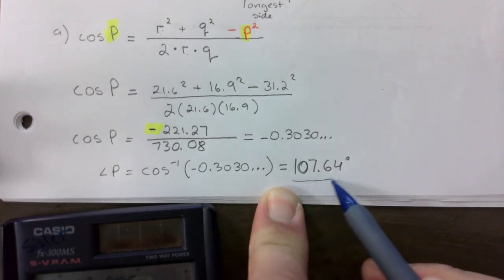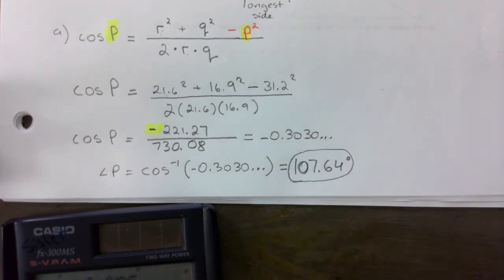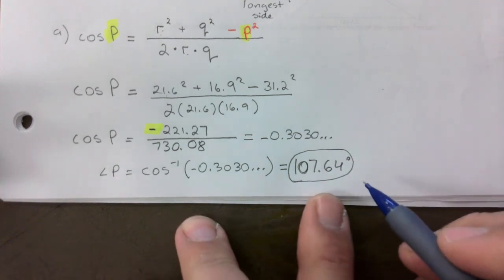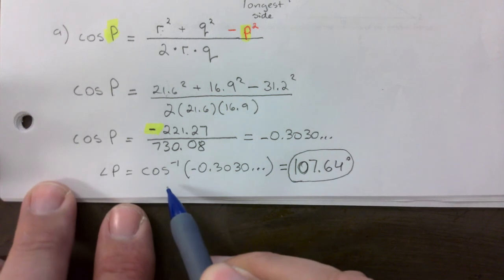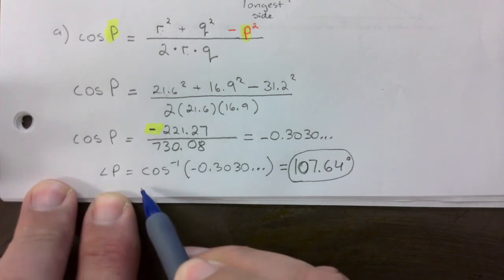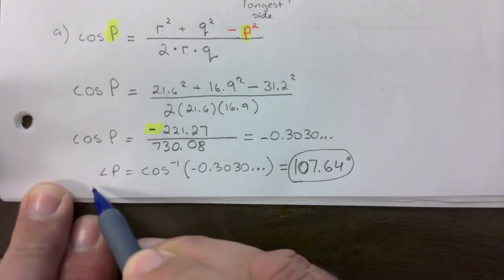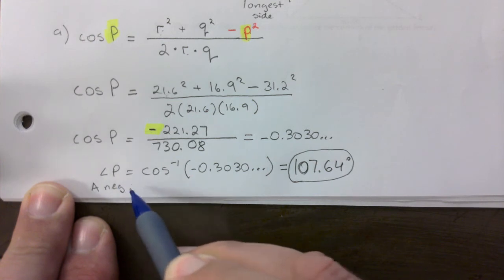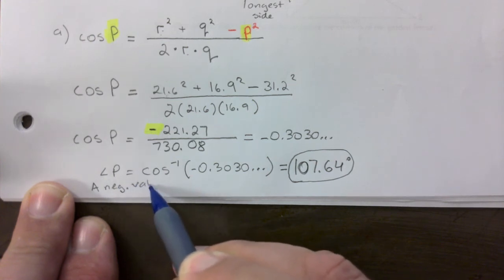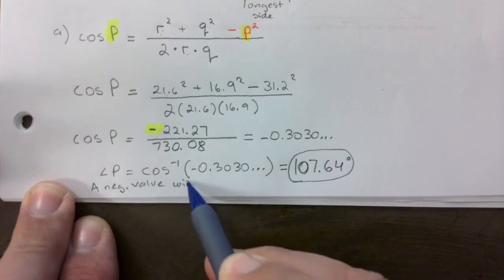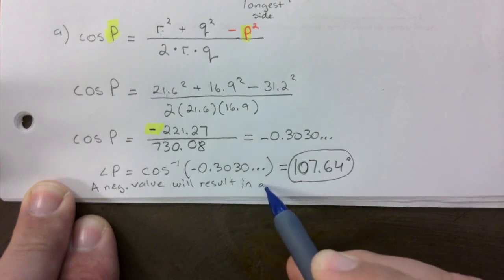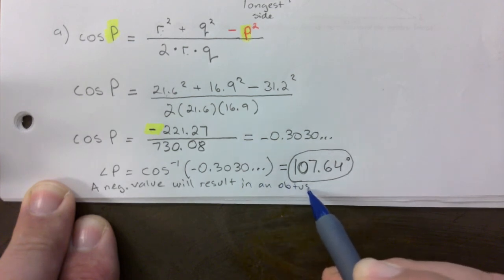Okay, this is the answer I'm after. And I'm going to be in a bit of trouble here because I'm running out of room for Q. But can I just add something down here? Please add here: a negative value will result in an obtuse angle.